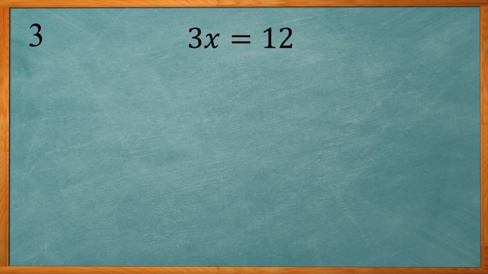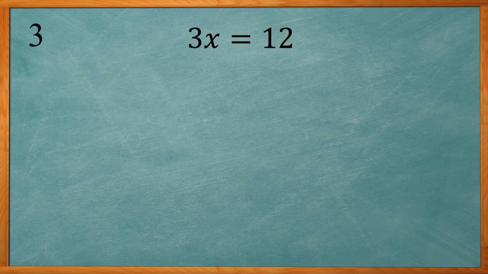All right, so this is another one-step equation, but now involving multiplication. We have 3x equals 12, so 3 times something equals 12, and you can kind of tell that's going to be 4. 3 times 4 is equal to 12. But let me show you how to do it algebraically.